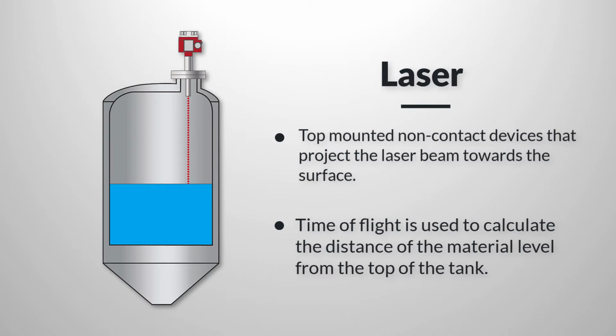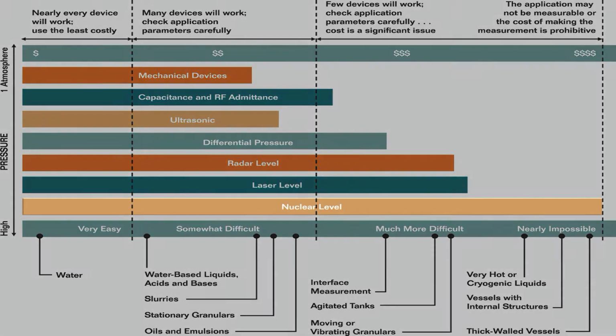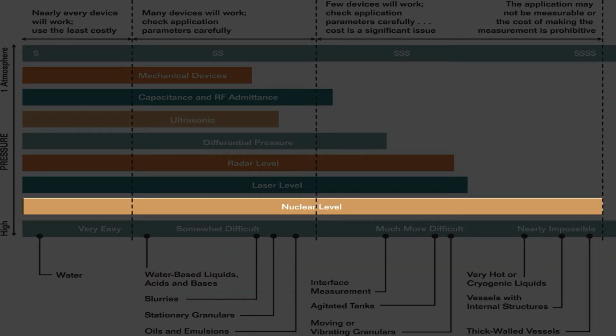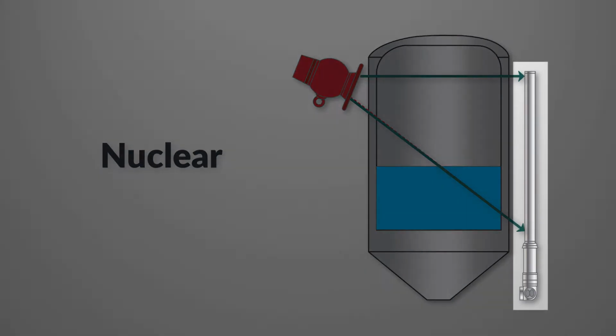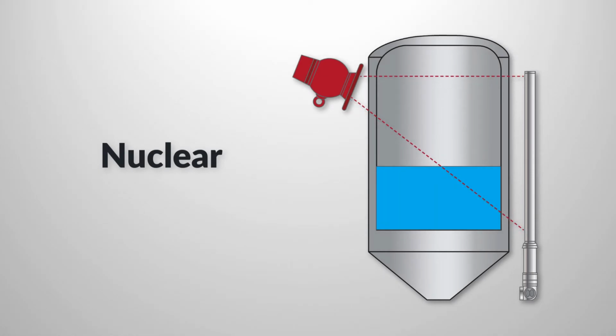According to our chart, there isn't much that can't be done using nuclear level technology, providing you can justify the cost, which includes significant safety and regulatory concerns. Nuclear level gauges infer level in even the harshest reactor conditions by passing radiation through a tank's walls and its contents to a detector on the opposite side. The radiation is attenuated in proportion to the amount of material traversed, which is correlated to the liquid level.